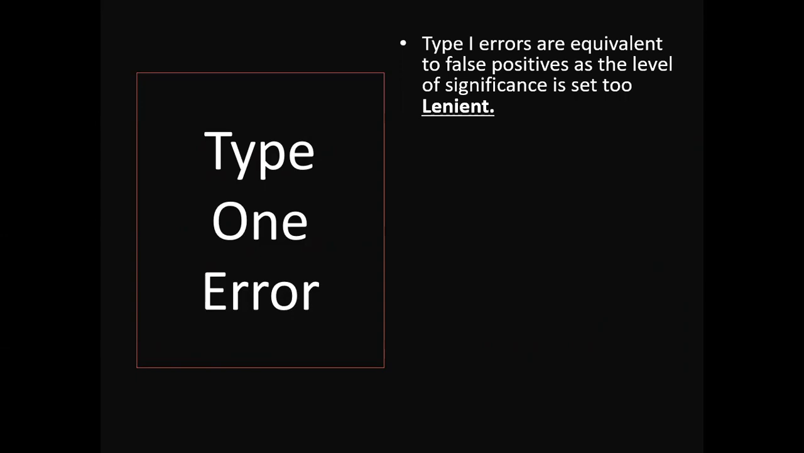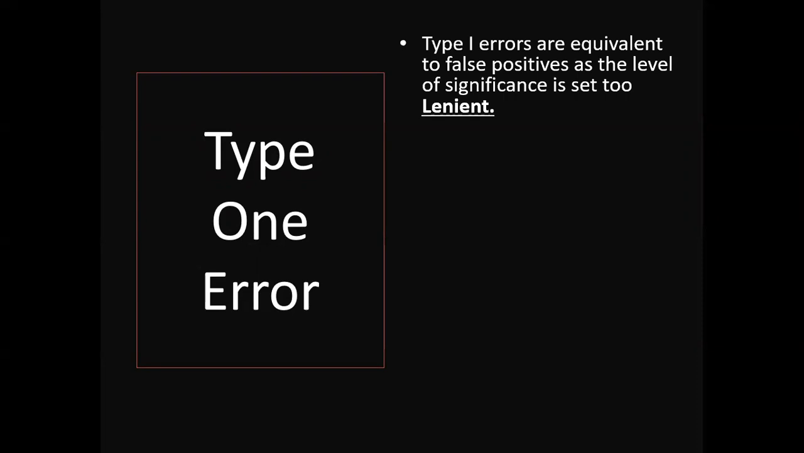Type 1 errors are the equivalent of a false positive. What do we mean by false positive? That means we're accepting the positive when we shouldn't be. It's false. So really, if we've got our alternative hypothesis and our null hypothesis, that means we are accepting our alternative hypothesis. Meanwhile, we should be rejecting that. So it's a false positive because the level of significance is set too lenient.